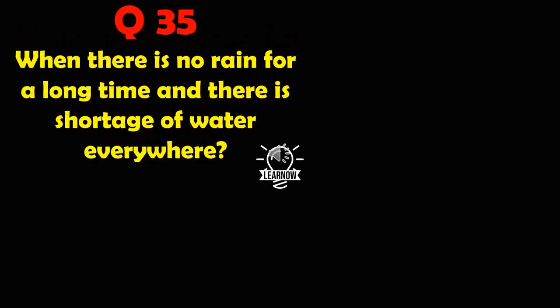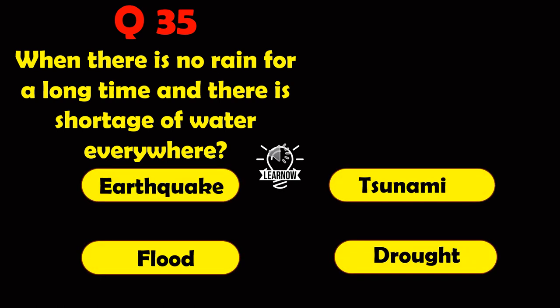Question number 35. When there is no rain for a long time and there is shortage of water everywhere, what is that condition called? We have to tell. So here are the options. The options are earthquake, tsunami, flood, or drought. Let's find out the correct answer.